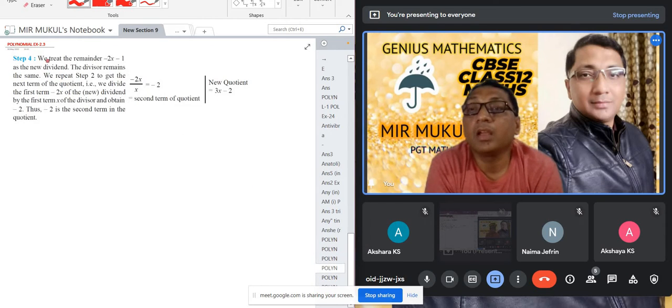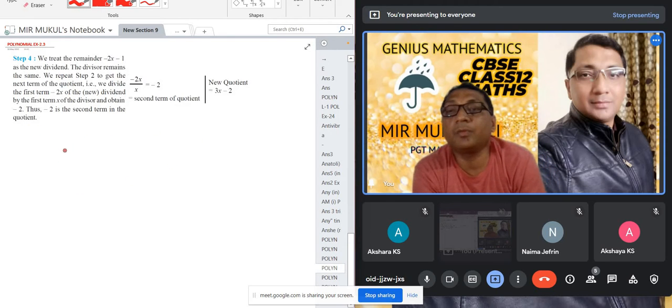So now we treat the remainder minus 2x minus 1 as the new dividend. The divisor remains the same. We repeat step 2 to get the next term of the quotient, that is, we divide the first term minus 2x of the dividend by the first term x of the divisor and obtain minus 2. Thus minus 2 is the second term of the quotient.